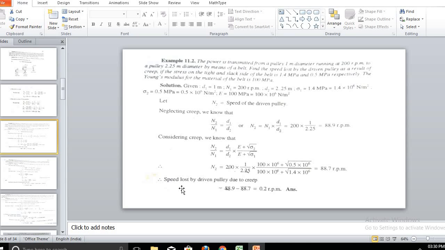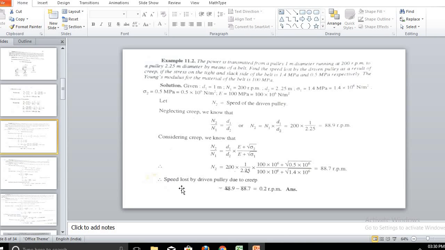If the stress on the tight and slack side of the belt is 1.4 megapascal and 0.5 megapascal respectively, and the Young's modulus for the material of the belt is given as 100 megapascal, they ask to find the speed lost by the driven pulley as a result of creep.